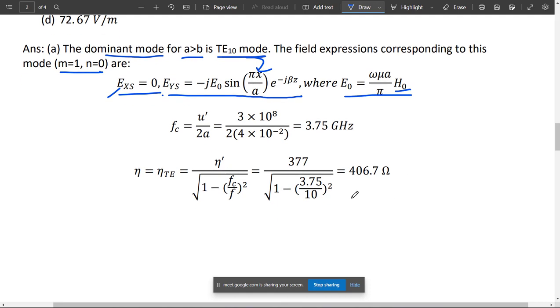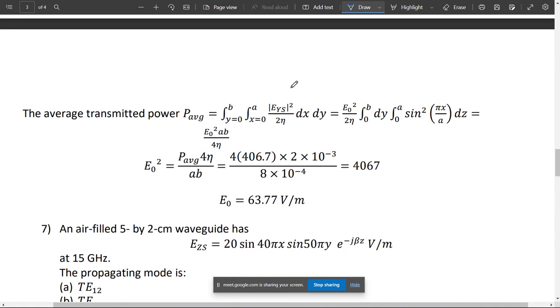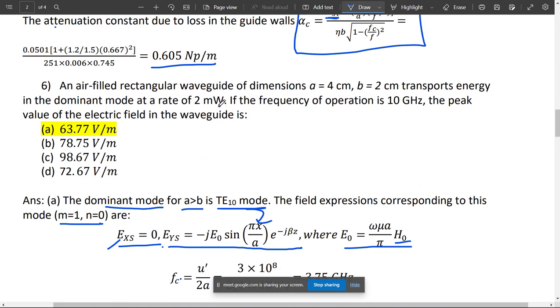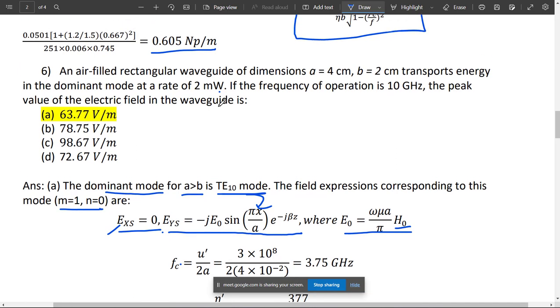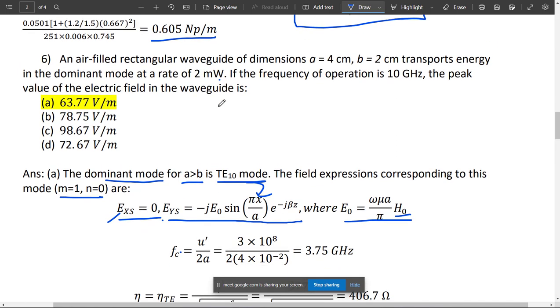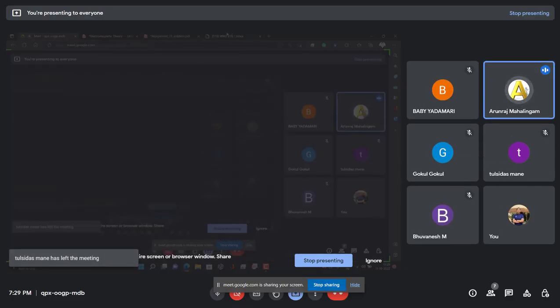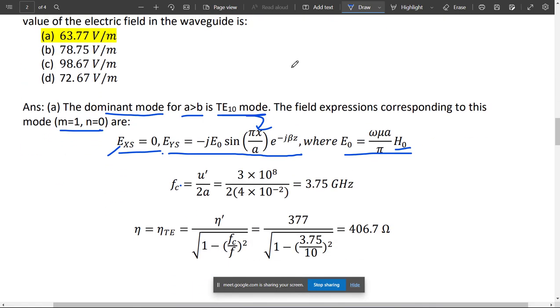Madam, here in the cutoff frequency formula, we cannot substitute the root of mu and root of epsilon; we have only taken the speed of light, 3 into 10 power 8, no, madam? Yes, we are substituting the a value. What about the epsilon value, madam? I'm not getting what you are saying. Can you repeat your question?